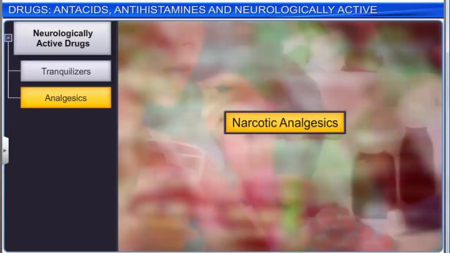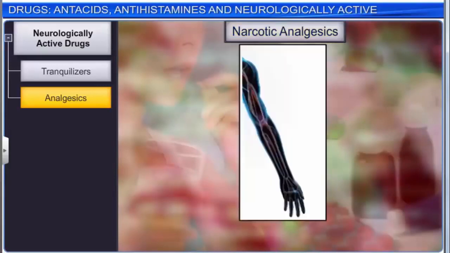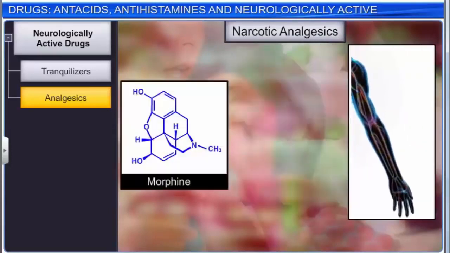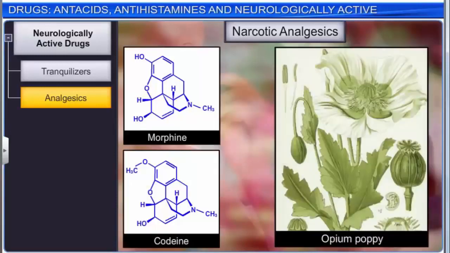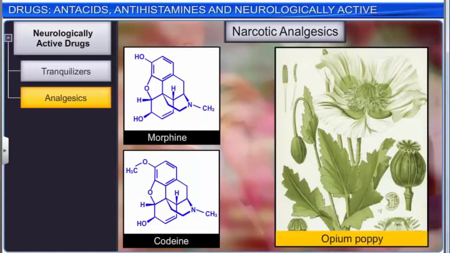Narcotic analgesics are the oldest as well as the strongest analgesics or pain-relieving drugs known to humans. Morphine, codeine, and many of their homologues are called narcotic drugs. They are also called opioids or opiates, as they are obtained from opium poppy.